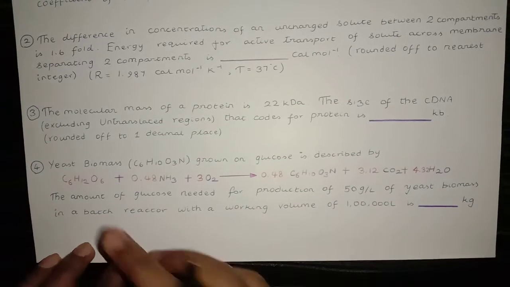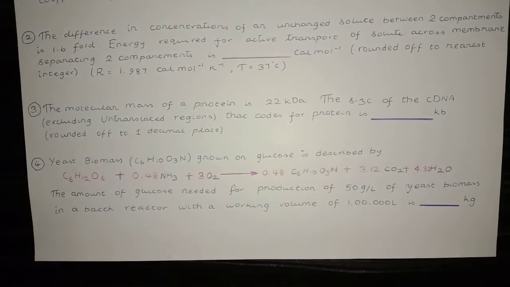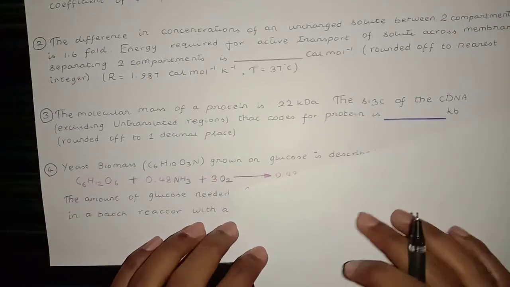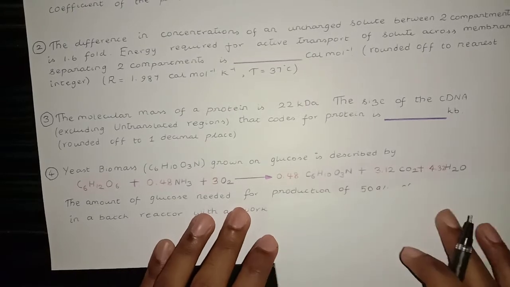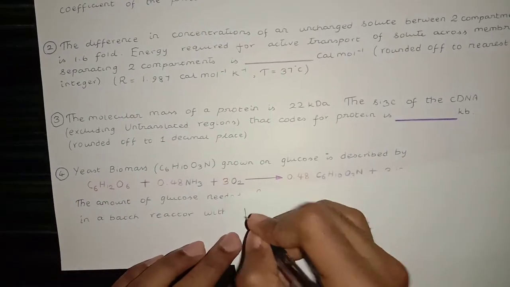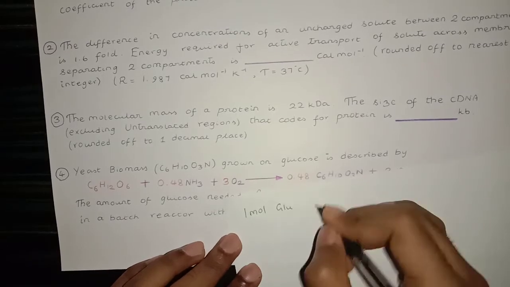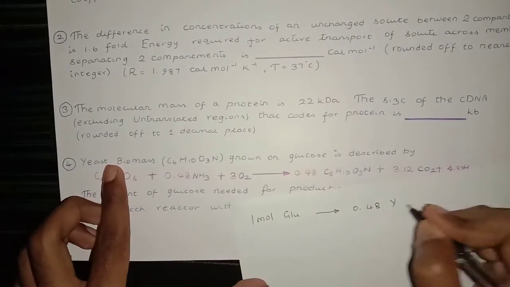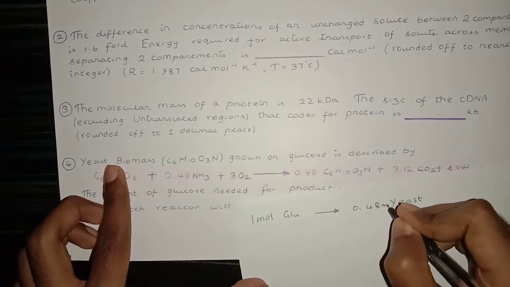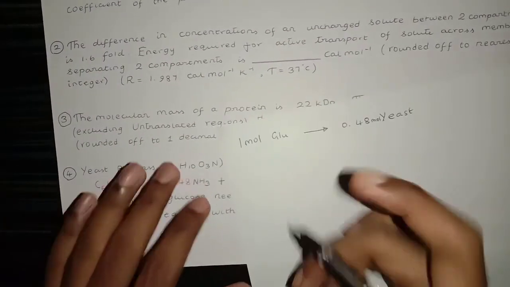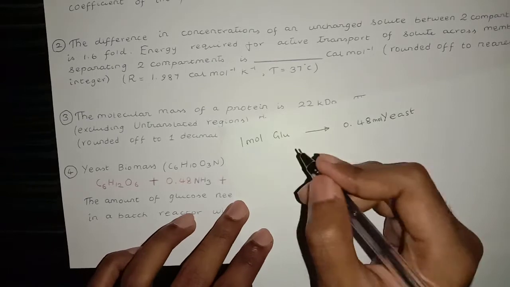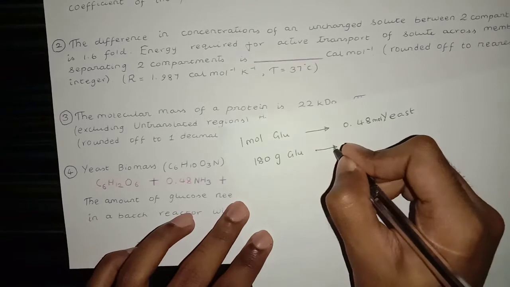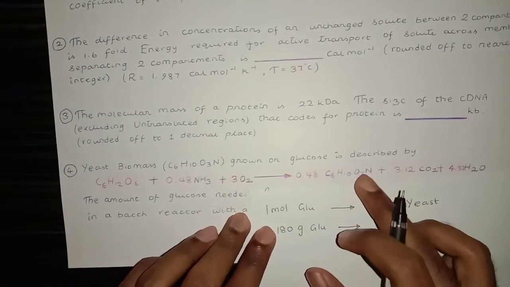So we need to find the amount of glucose that is required to produce 50 gram per liter of yeast. So let's start by finding the molecular mass. From the equation given, we know 1 mole of glucose gives rise to 0.48 moles of yeast. And the molecular mass of glucose is 180 gram per mole. So it's 180 grams of glucose giving rise to... we need to find the molecular mass of yeast.